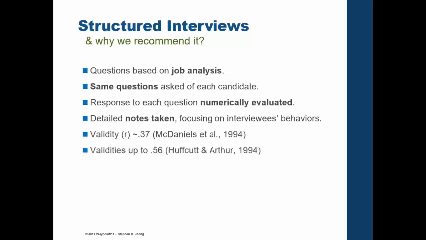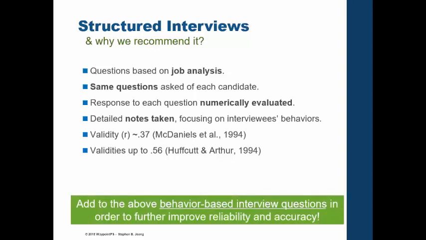The last two here, validity coefficients. You'll have varying validity coefficients depending on which research, but McDaniel found about a 0.37 validity coefficient. Huffcutt found about a 0.56. And so the truth, or the real actual correlation, or the validity coefficient, should lie somewhere in between there.